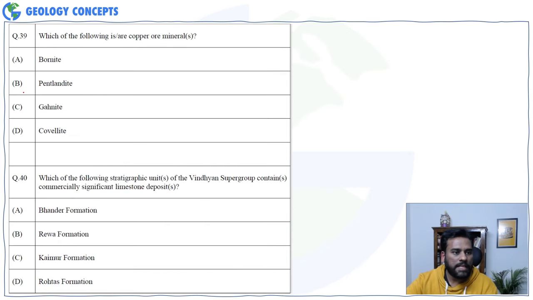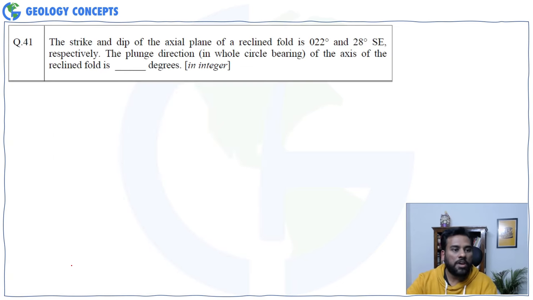So 39th, which of the following is a copper mineral? Of course, bornite and covellite is the correct option here. These two are not copper minerals at all, right? And 40th, which of the following is a stratigraphic unit in the Vindhyan Supergroup with commercially significant limestone? So Bhander Formation and Rohtas Formation, they both have a significant amount of limestone in them. So A and D will be the correct option here. 39 also, A and D is the correct option.